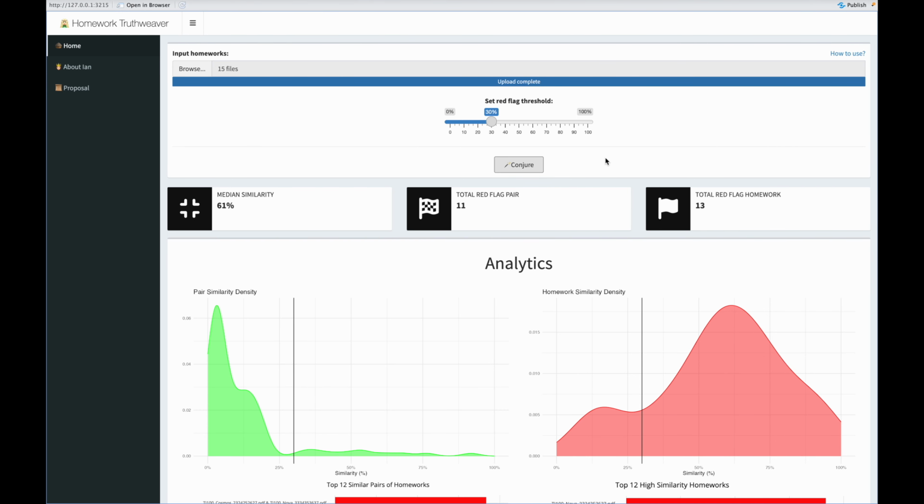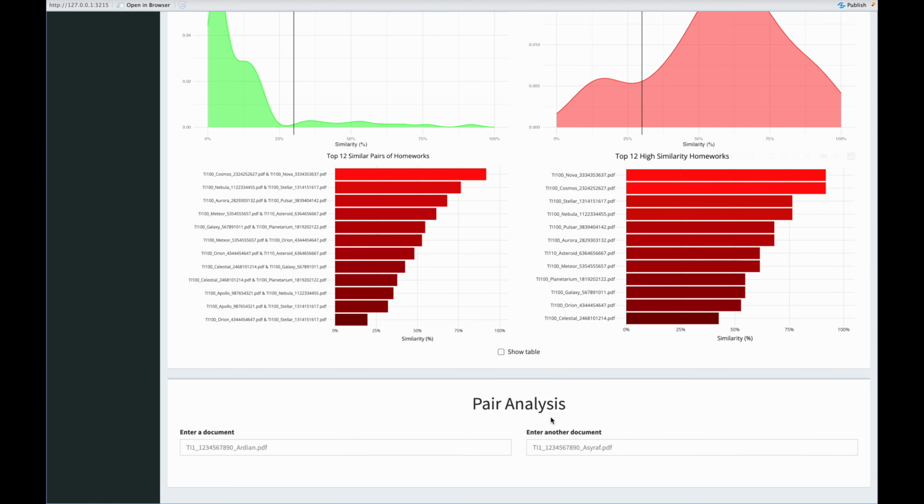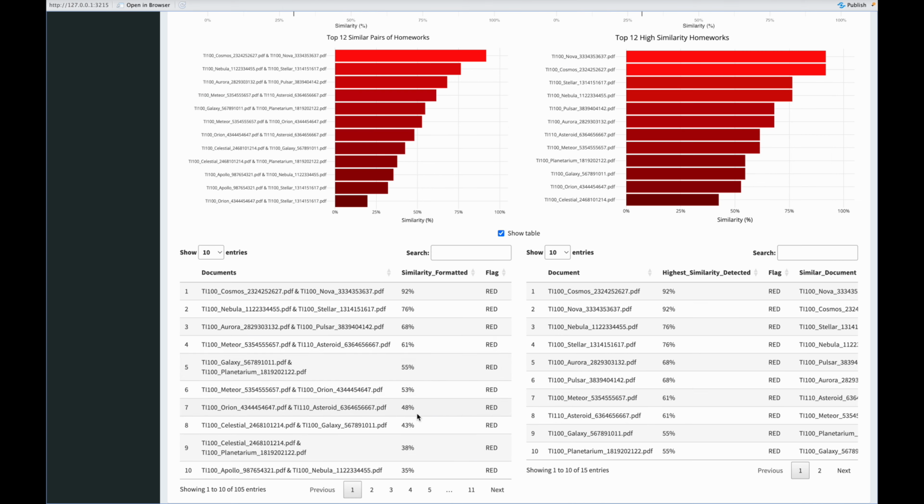Okay, let me explain to you what these are, and I'm gonna start with these bar charts right here. But first, let me open the table. This table is basically the same as the bar charts. It's just that the bar charts only represent 12 of it, the top 12.